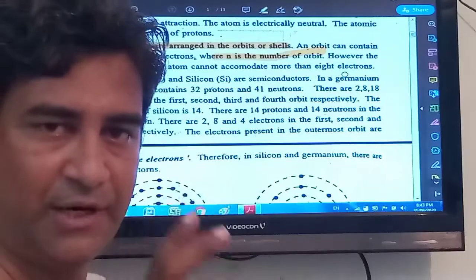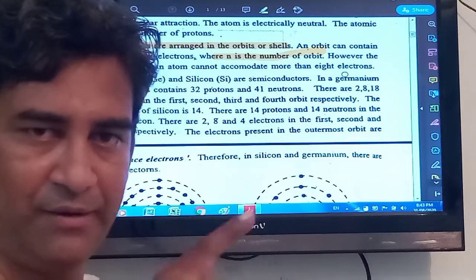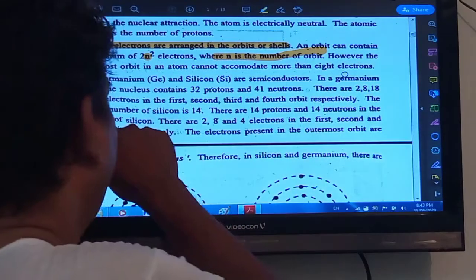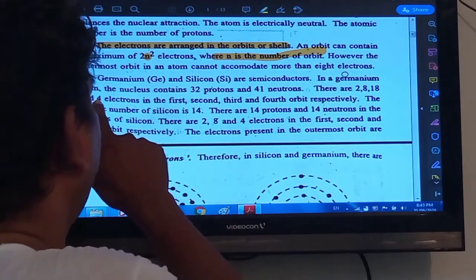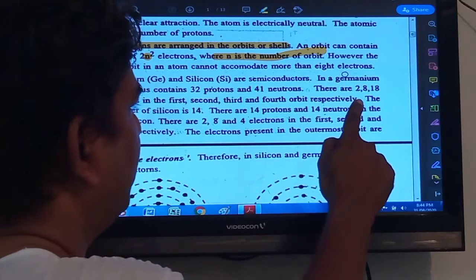The first orbit, second orbit, third orbit, fourth orbit. According to that, they have 2, 8, 18 and 4, meaning 2, 8, 18 and 4 electrons in the first, second, third and fourth orbit respectively.